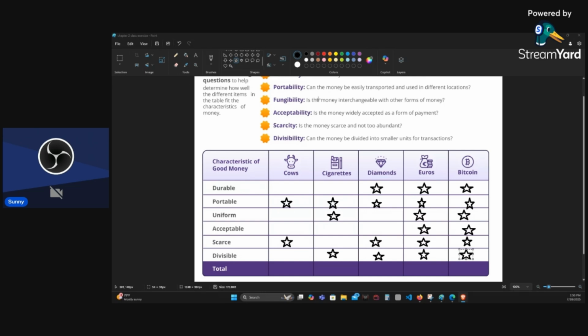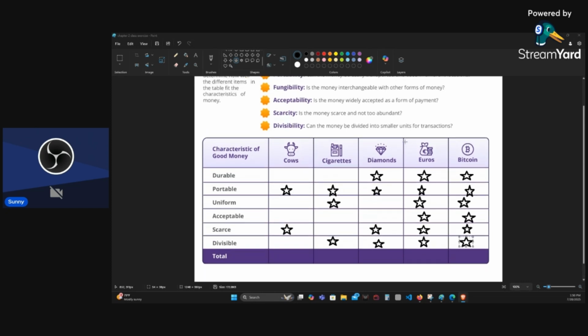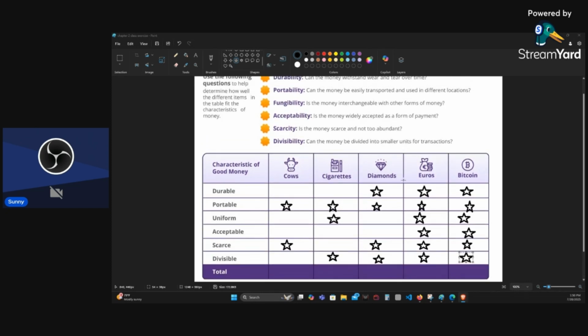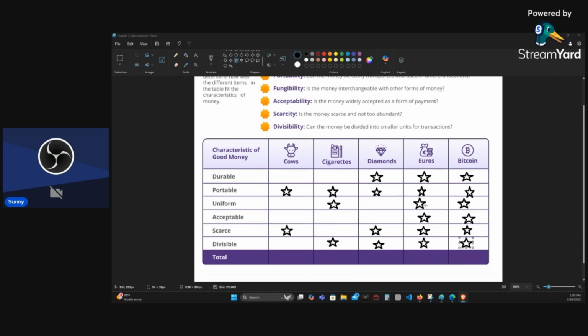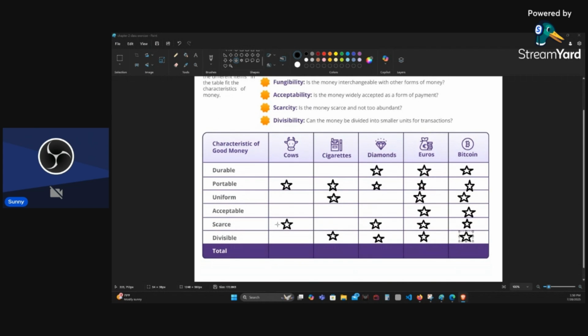So as we can see here, Bitcoin and euros are definitely probably the best money right now. In this example, you can say US dollars or whatever is your international currency. And this is why we use that as money, because it has these characteristics. So back to the Bitcoin diploma. Let's pull that back up.